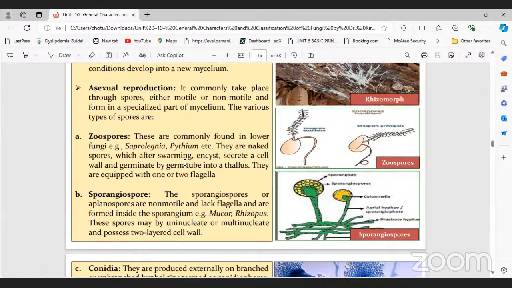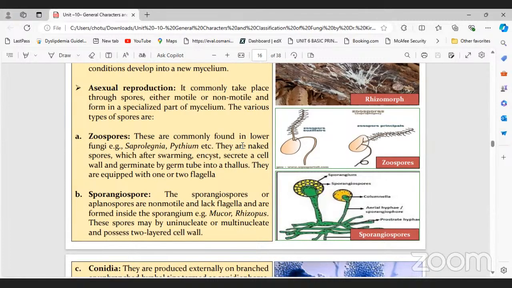Zoospores are commonly found in lower fungi, such as Pythium. They are naked spores which, after a swarming period, create a cell wall and germinate from a germ tube to form the thallus. They are equipped with one or two flagella. All zoospores are naked spores lacking a cell wall.